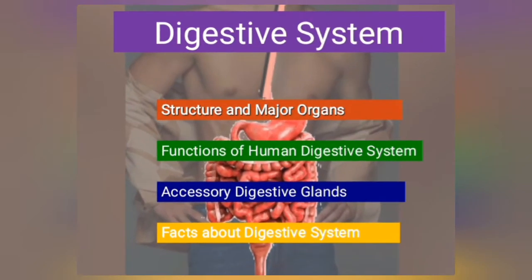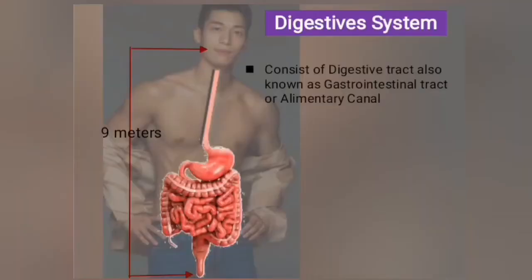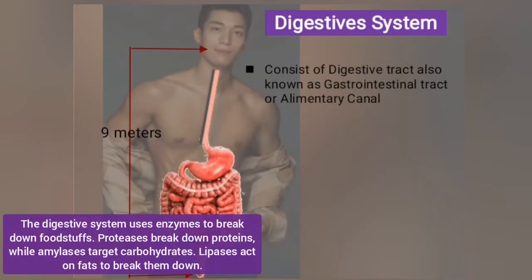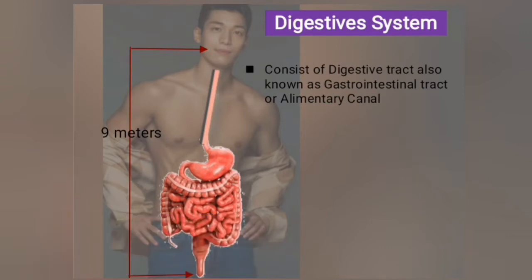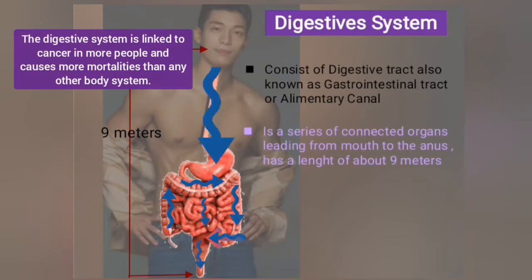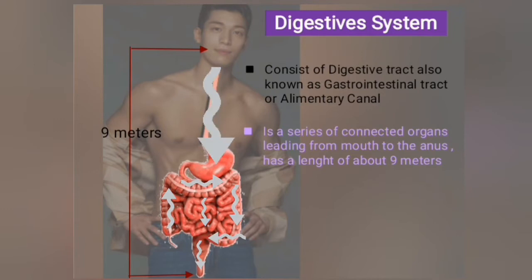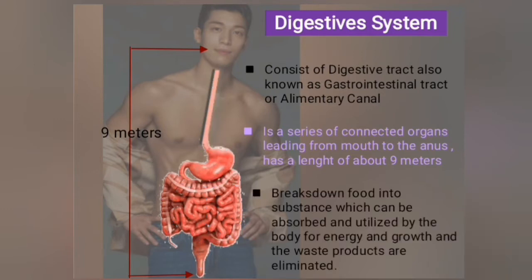For today's video, we will tackle the digestive system. What is the digestive system? The digestive system consists of the digestive tract, also known as the gastrointestinal tract and alimentary canal. It is a series of connected organs leading from the mouth to the anus and has a length of about 9 meters. It also breaks down food into substances which can be absorbed and utilized by the body for energy and growth, and the waste products are eliminated.